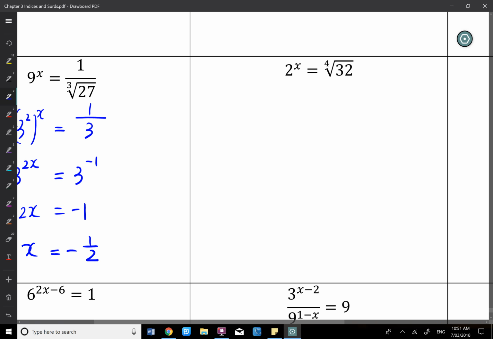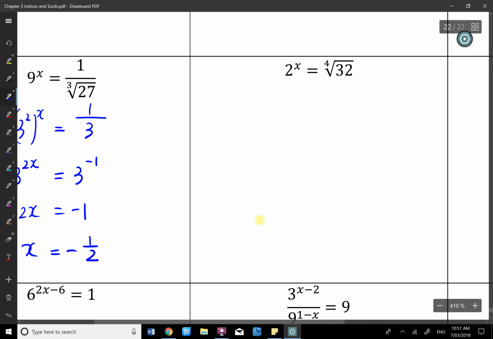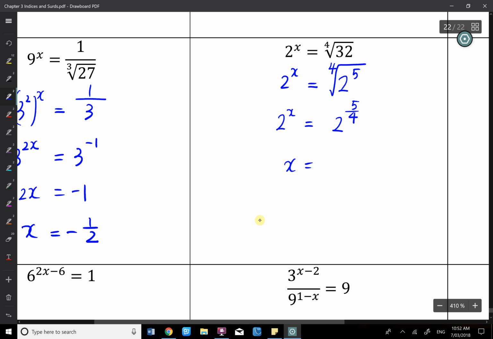Okay, next one. 2 to the power of x and 32 and 4th root. So we can keep the 2 to the power of x because the base will be 2. 32 is 2 to the power of 5, and then we take a 4th root. So 2 to the power of x equals to 2 to the power of 5 over 4. Okay, rational indices. You need to understand what's rational indices. The power will be the numerator and the root will be the denominator. So x equals to 5 over 4.